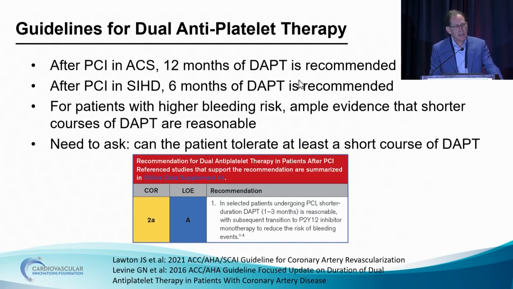Another guideline to think about is dual antiplatelet therapy. Everybody in the room is familiar with this, right? After PCI for acute coronary syndrome, 12 months of DAPT is recommended, 6 months for stable ischemic heart disease. And with higher bleeding risk, we have ample evidence that shorter courses of DAPT are reasonable. That's terrific, but you need to ask, can the patient tolerate at least a short course of DAPT, whether it's 1 month, 3 months? That's now a 2A guideline. So the point of showing you this is there are guidelines to think about for many of these cases.